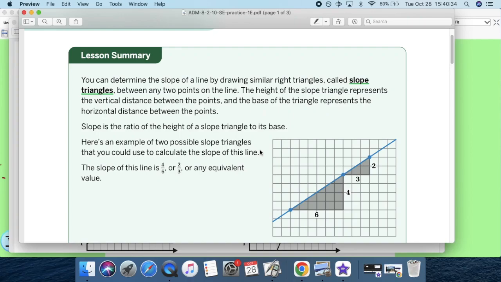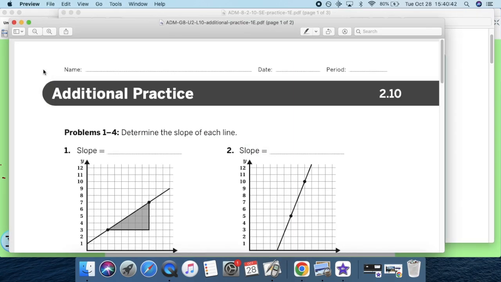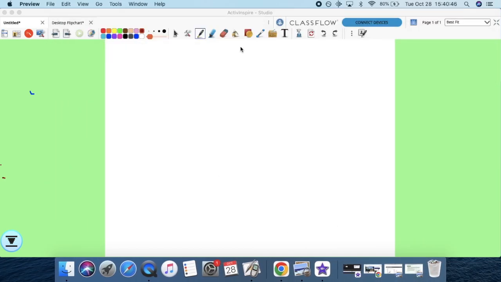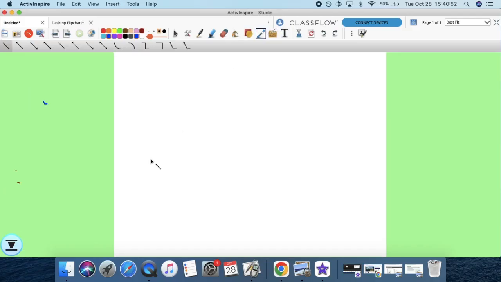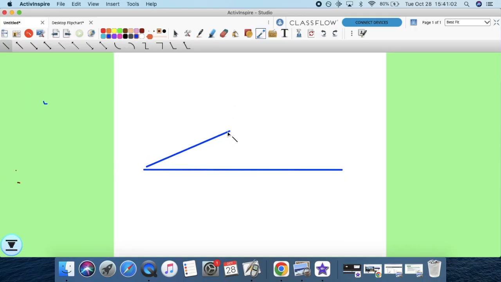Us to use similar triangles to determine slope. So, let's see if I can summarize this. Imagine that ramp I was talking to you about, right? I built a rollerblade ramp or a skateboarding ramp in the schoolyard.